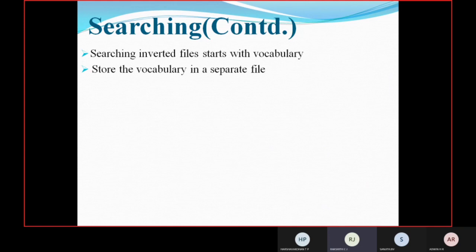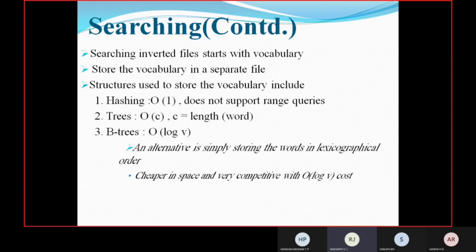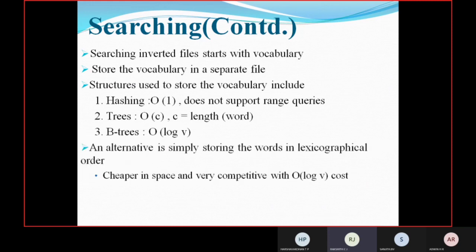Searching inverted files starts with the vocabulary. Store the vocabulary in a separate file. Structures used to store vocabulary include hashing, which is the fastest search algorithm with time complexity O(1). Second one is a trie with time complexity O(C), where C is the word length. Last one is the B-tree, which is a self-balancing tree data structure with time complexity O(log V), where V is the vocabulary length.